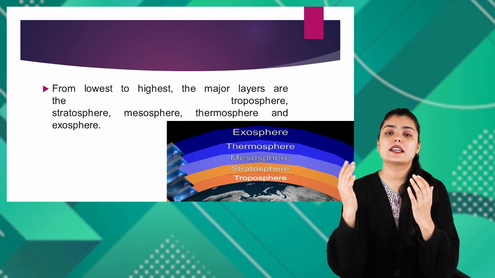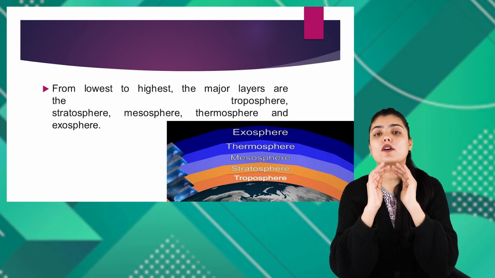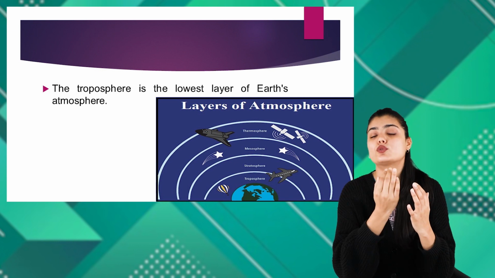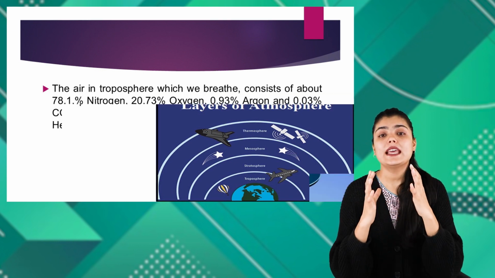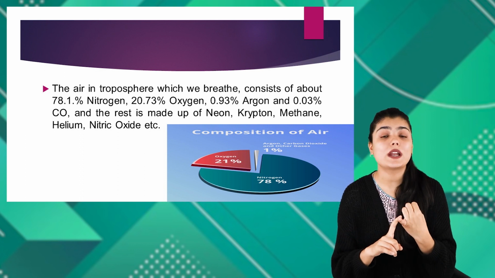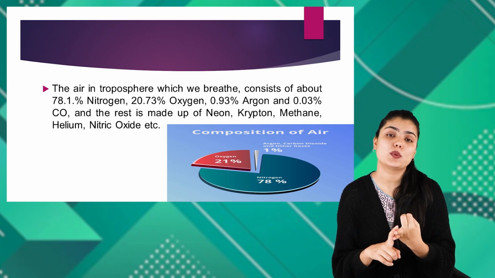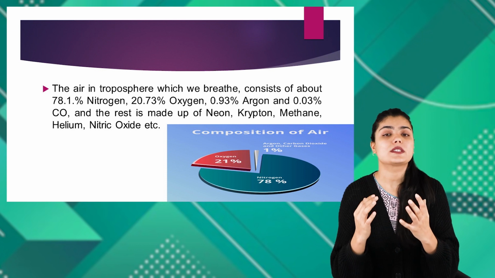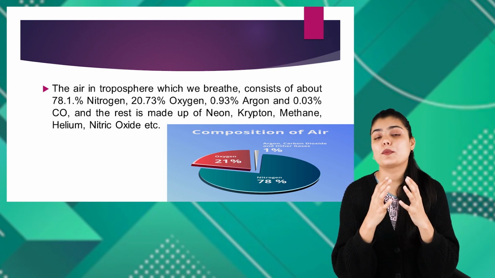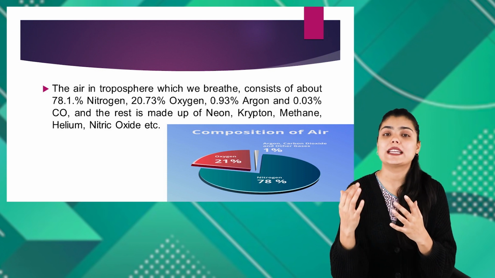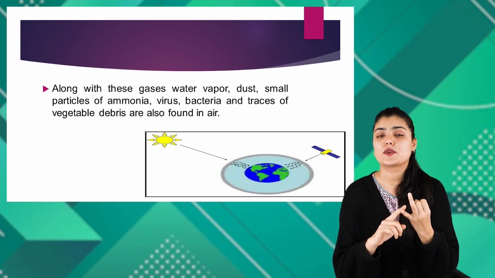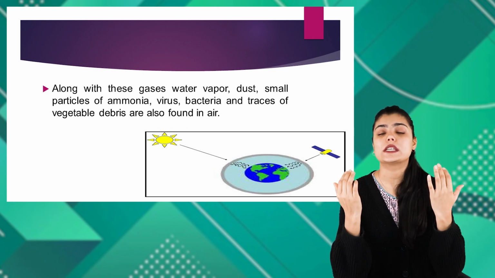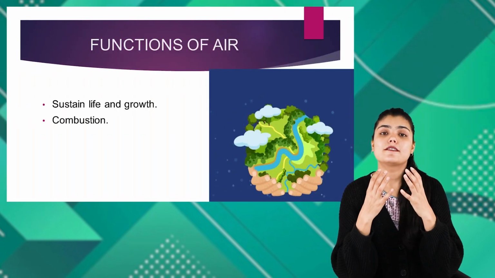In the troposphere, we find 78.1% nitrogen, 20.73% oxygen, 0.93% argon, 0.03% carbon dioxide, and the rest is made up of methane, helium, nitric oxide, etc. Along with all of this, water vapors, dust, fumes, smoke, and particles of bacteria, viruses, and spores are also found in the troposphere.